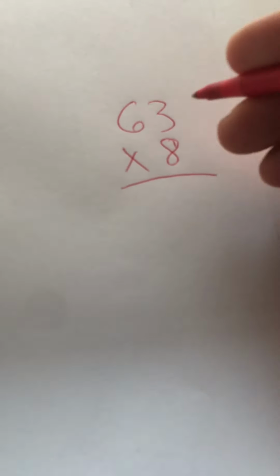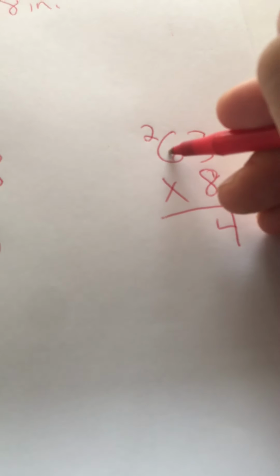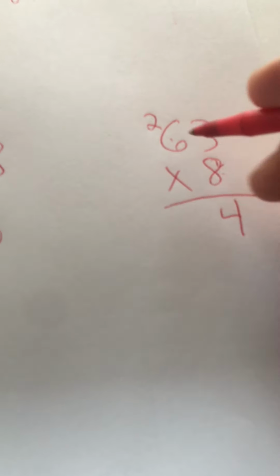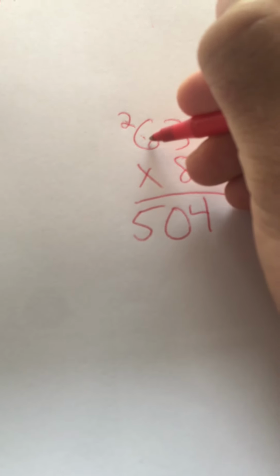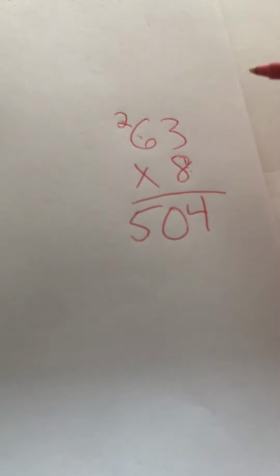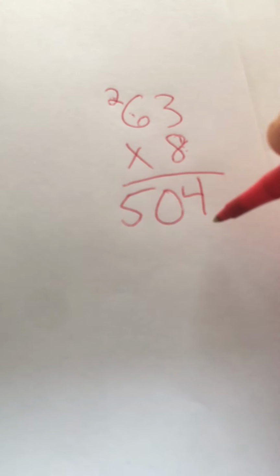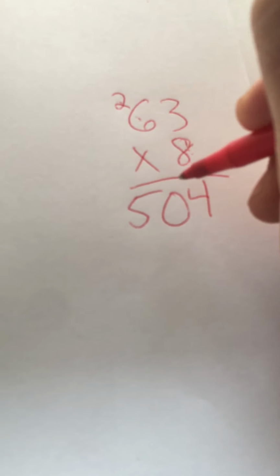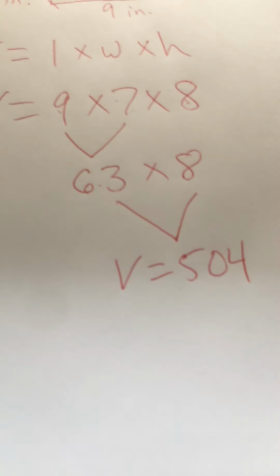63 times 8. 8 times 3 is 24 ones. Then 8 times 60. We just do 6 times 8 is 48, plus the 2 more we carried makes 50. And since that's 8 times 60, that's 480. Plus 2 more 10s makes 500. So then we end up with the correct place value. So the volume is 504.